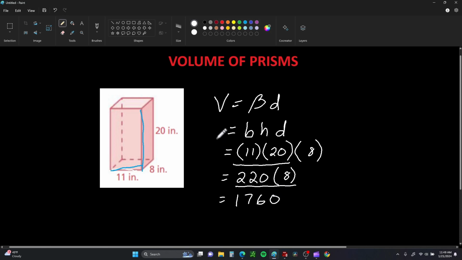And in 3D geometry, our volume is going to be the unit cubed. In this case, it's inches, inches cubed. So I bring down my V. So the volume is 1,760 inches cubed. That one's done.